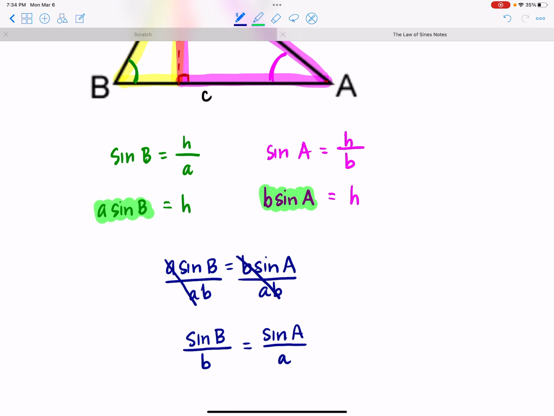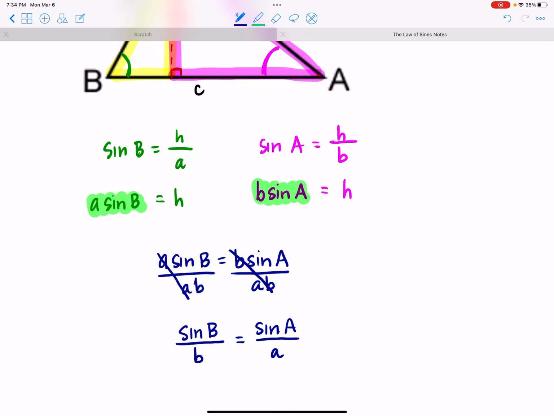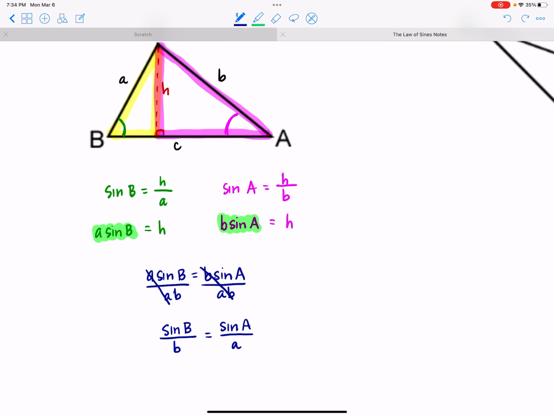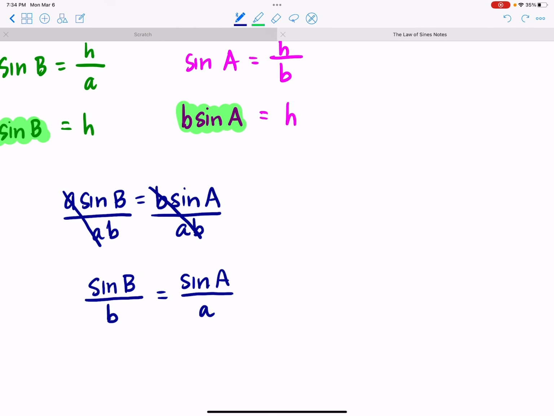Now I chose to do this with a height from angle C, and notice my ratios include A and B here. If I go and do this from another one of my angles, then I would get a different set of ratios. Might be the sine of B and B, or the sine of A and A, or it could also be the sine of C corresponding with side length C. So I could do this from any one of my angles and end up with all three of the ratios being equal. So the sine of B over B is going to be equal to the sine of A over A, and it's going to be equal to the sine of C over C. All three of them are equal.